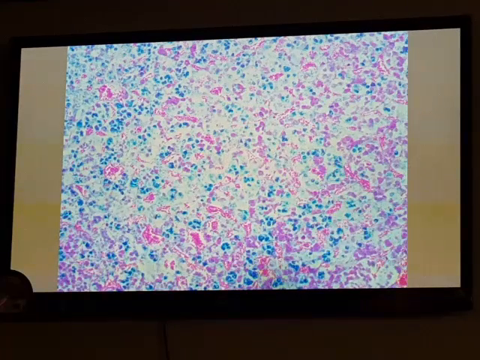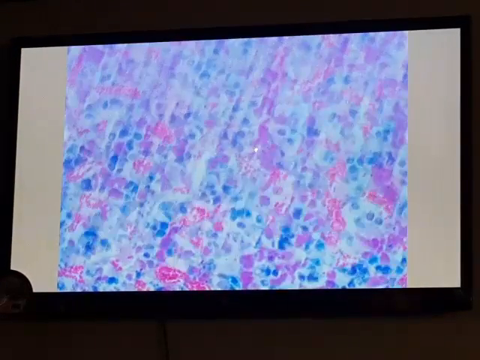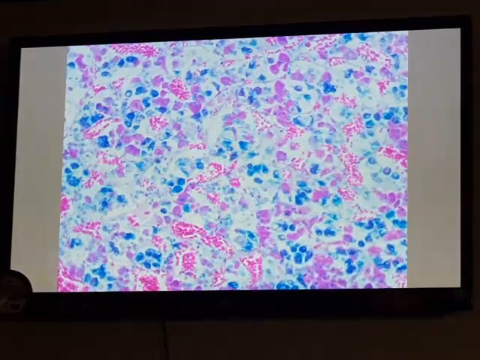The pars distalis is composed of three types of cells. Chromophils, either acidophils or basophils, according to their affinity to acidic or basic dyes. This is an acidophil and this is a basophil.